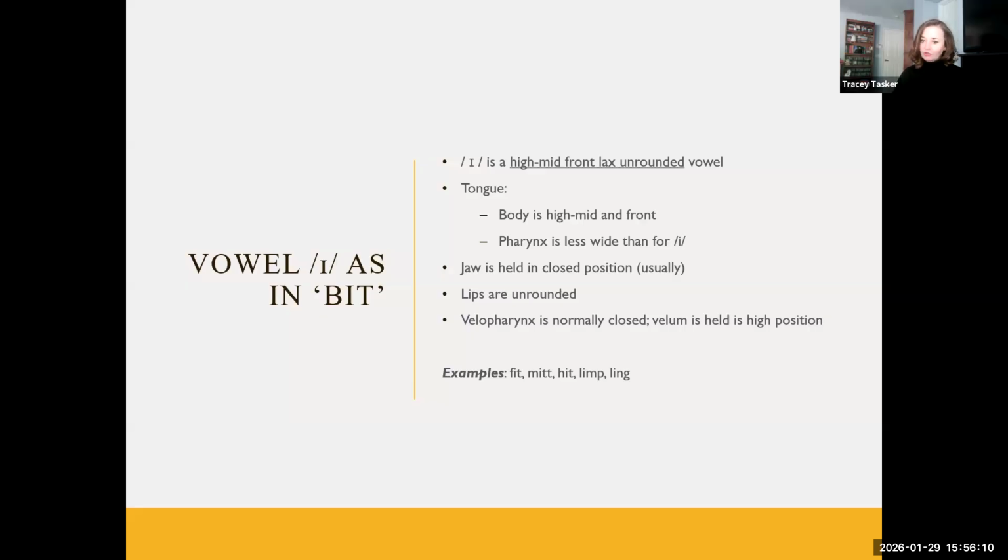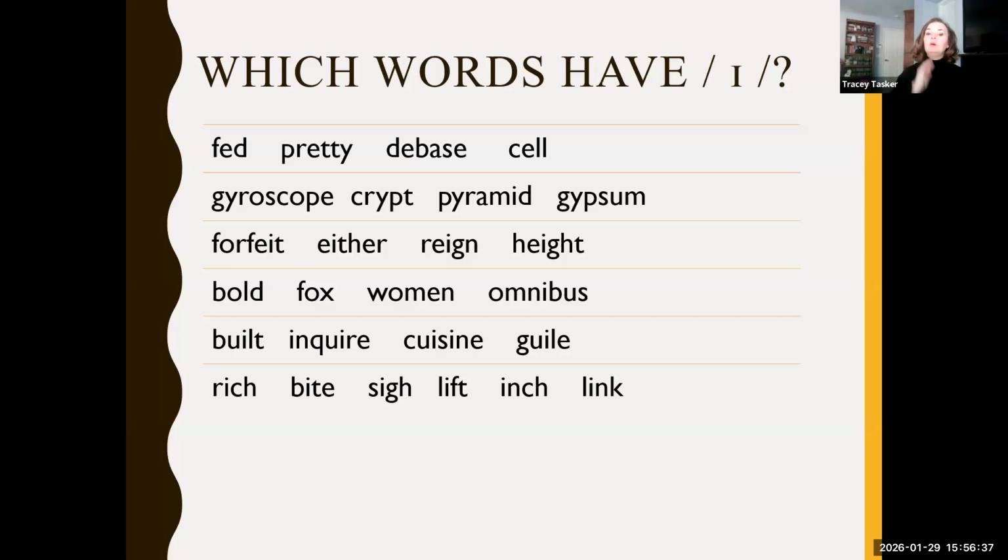So let's talk about some words that I is in. Fit, knit, hit, limp, and ling. If you're saying limp and ling, you do have that nasal phonetic changing of the vowel slightly because of those nasal consonants being next to it. Again, I'd like you to pause the video and see if you can figure out which words have this I sound in them. This will help you get ready for transcribing, which you're going to be doing soon.